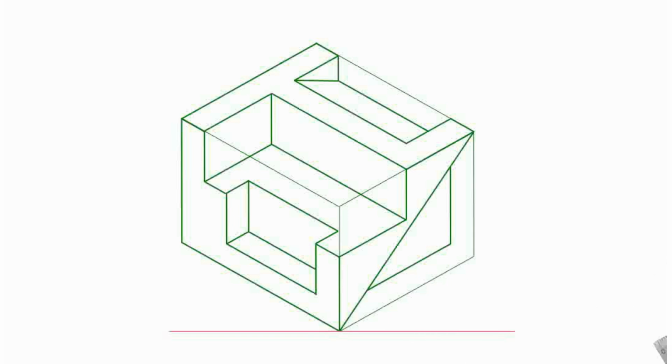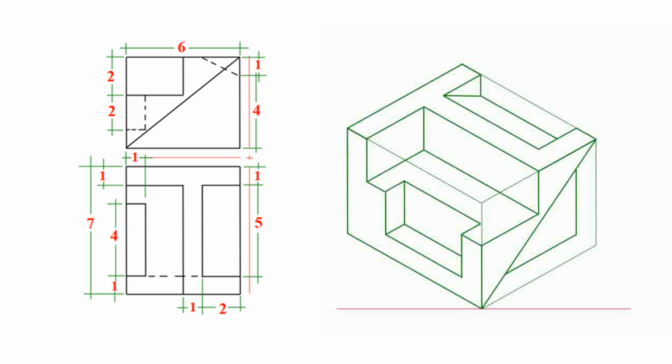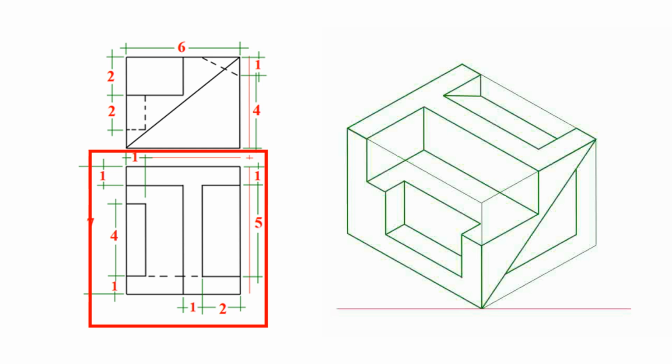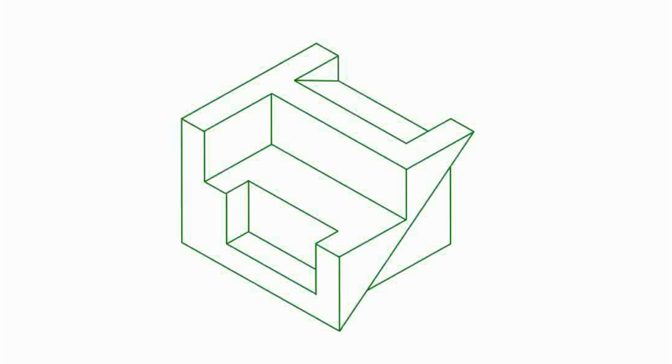This is the beauty of orthographic projection. Each view holds a piece of the puzzle. The front view gives you the shape and the incline. The top view gives you the depth. Together, they reveal the full three-dimensional truth. So, we construct this final feature with precision, an inclined surface that recedes 1 unit into the object, completing our isometric drawing.